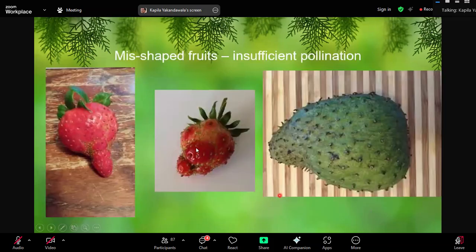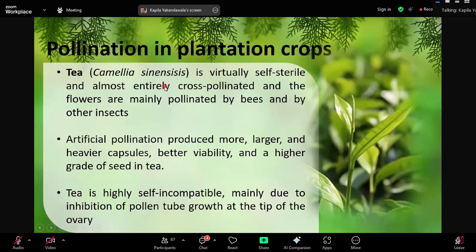As I mentioned earlier, this soursop fruit, if it is misshapen, that is due to insufficient pollination and fertilization of the ovaries. This has a large number of ovules. If all are fertilized, you get a full fruit. This is true with strawberry as well. Sometimes you may get misshapen strawberries. This is due to insufficient pollination. Apart from that, you can read this. This is given in the book.